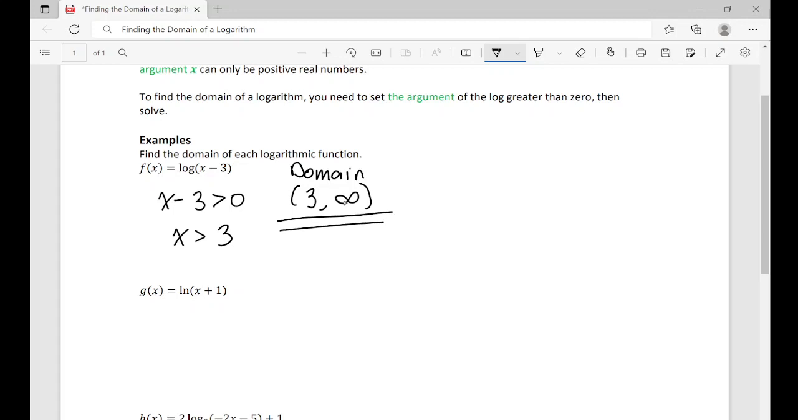Now, along with this, you can also get what's called a vertical asymptote from it. And what that is, is just this inequality written as an equality. So x equals 3 is also a vertical asymptote.